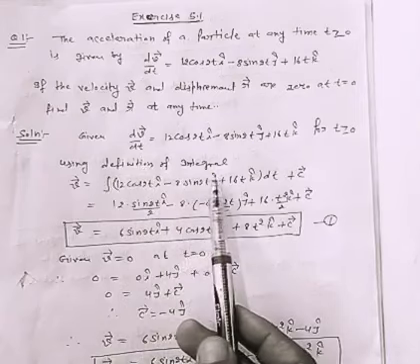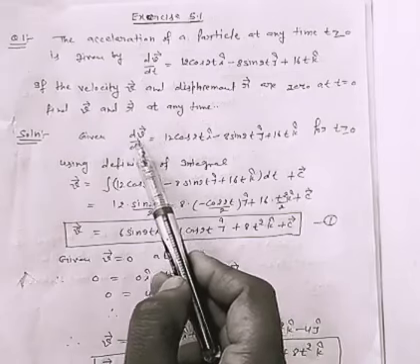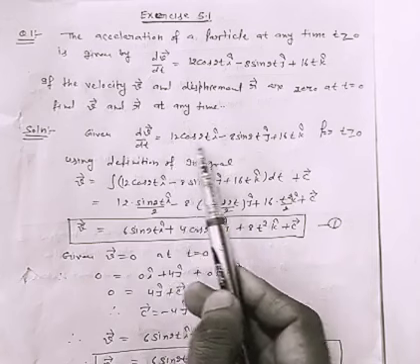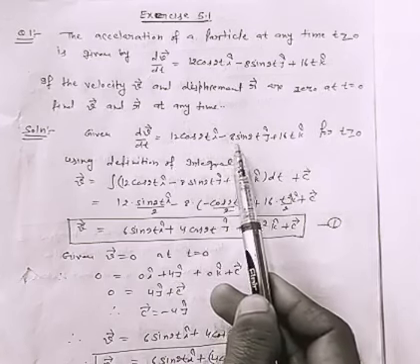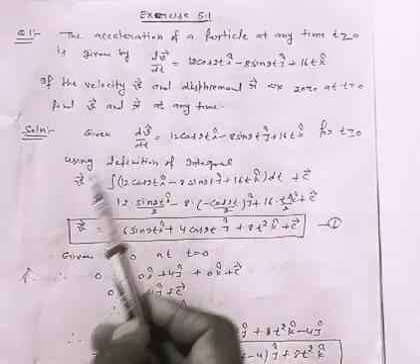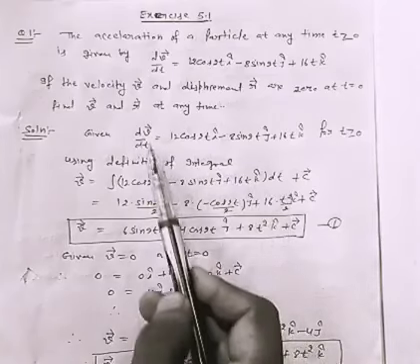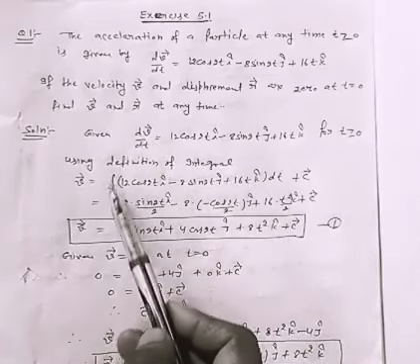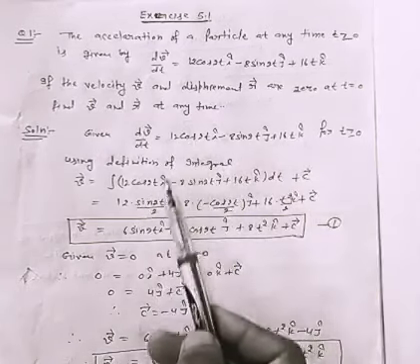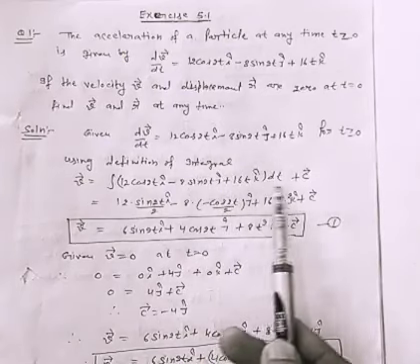Using definition of the integral, if we take v vector in place of capital F vector, then that term is equal to small f vector. So according to definition we can write capital F vector is equal to integral of small f dt. So here v vector is equal to integral of f, meaning 12 cos 2t i cap minus 8 sin 2t j cap plus 16t k cap dt, plus c.